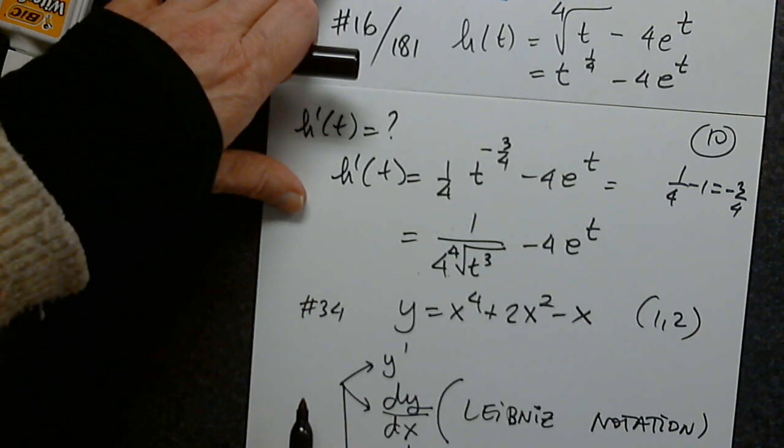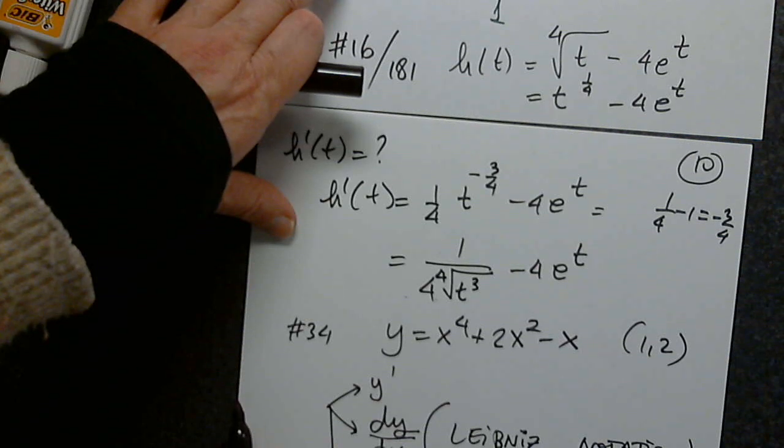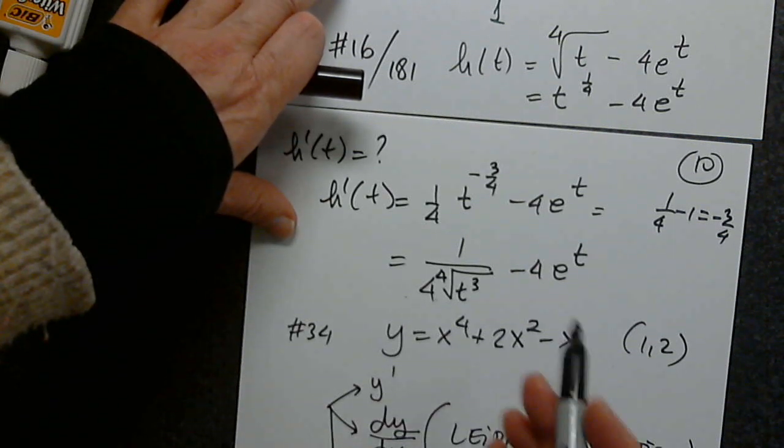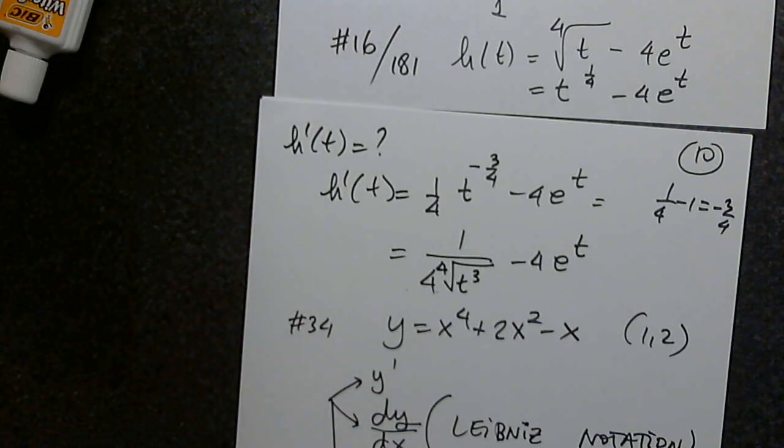Why does nothing happen to the right side of that? Because the derivative of e to x is e to x, the nicest function on the planet. I can't do anything to it. Is that okay?